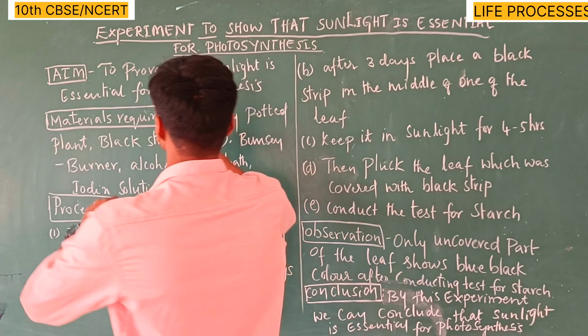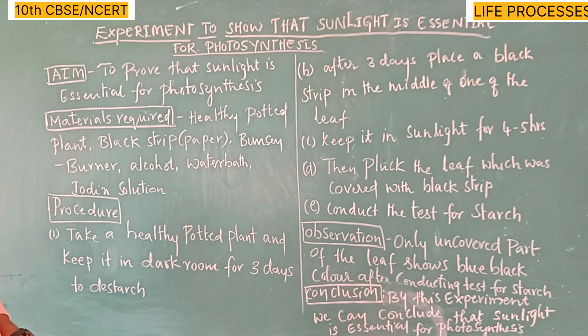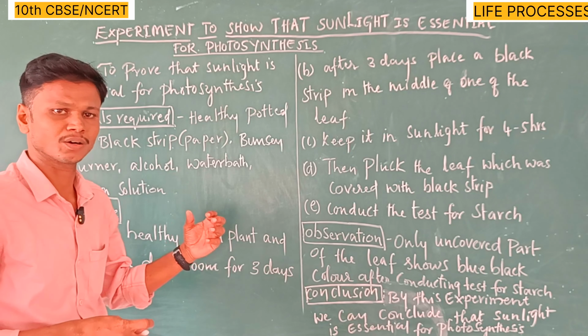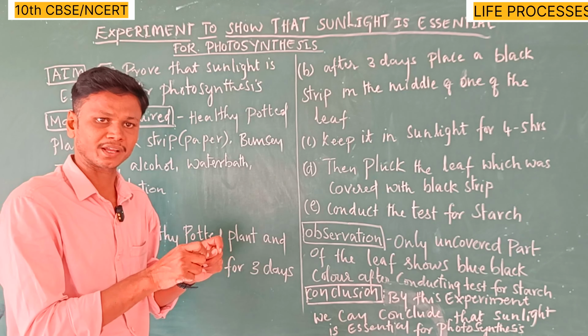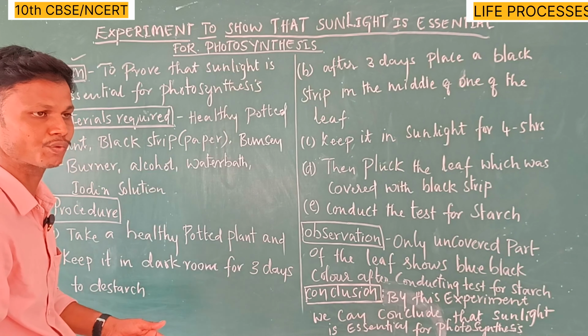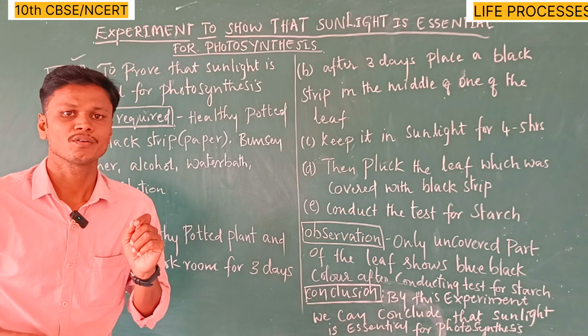Okay, so in this video let us talk about an experiment to show that sunlight is essential for photosynthesis. We were talking about the raw materials, whether they are required or not, which means whether photosynthesis occurs in their presence or not. So the aim of this experiment is to show that sunlight is essential for photosynthesis. What we are going to prove here is that sunlight is very much essential for photosynthesis.